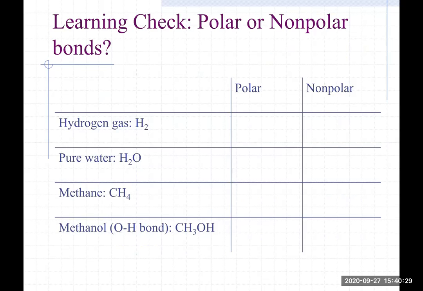So let's ask ourselves about these bonds. Are they polar or non-polar? One way is to draw the Lewis structure so that you can actually have a look. It's pretty quick and easy to draw the Lewis structure of H2. Water you should be able to draw the Lewis structure of now, and CH4. I'm going to help you with methanol, and then you can go back and fill in the blanks for these others after you maybe draw their Lewis structures.